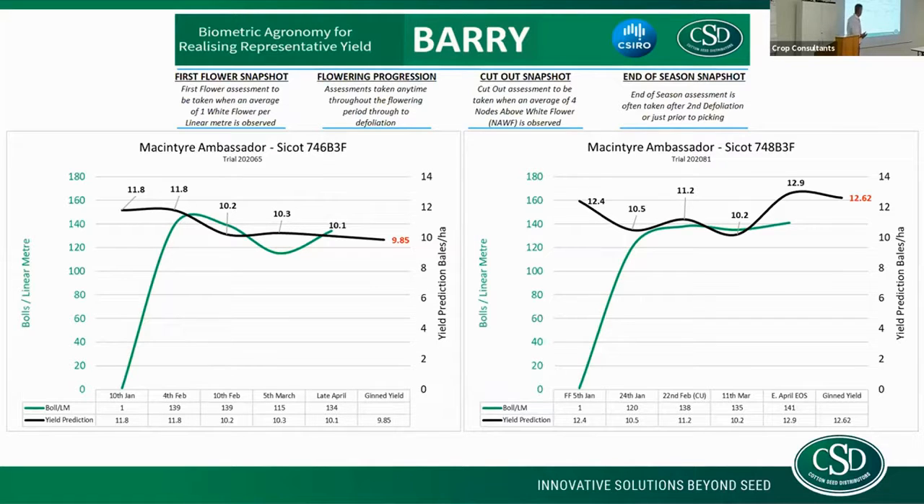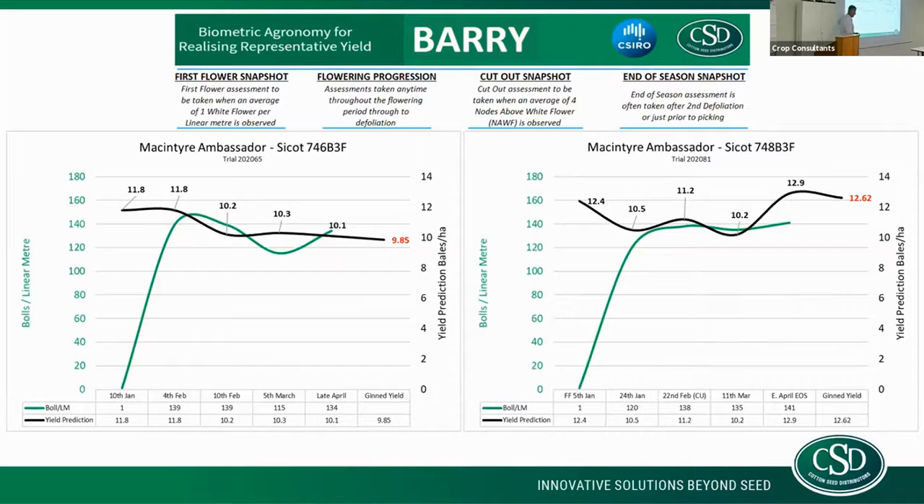Similarly, on the table on the right, at first flower, 12.4, we did see those similar rain events through February, March, so we did see that dip in the yield prediction by a bale. End of season assessment was 12.9, and we harvested 12.62. So far we're encouraged with the way Barry is performing.